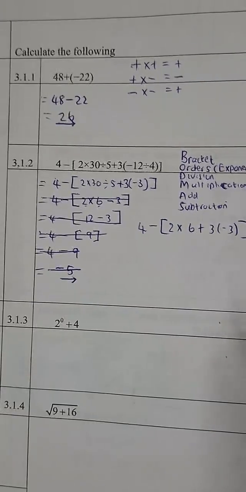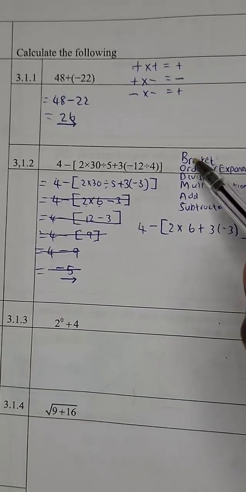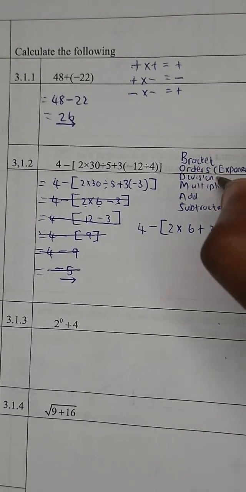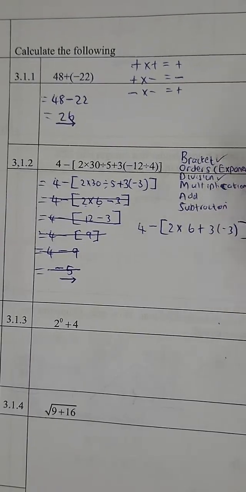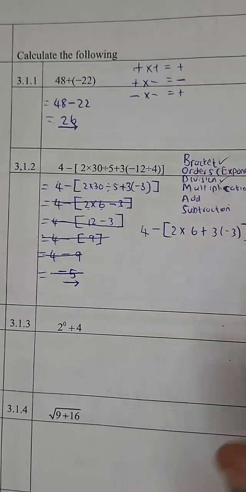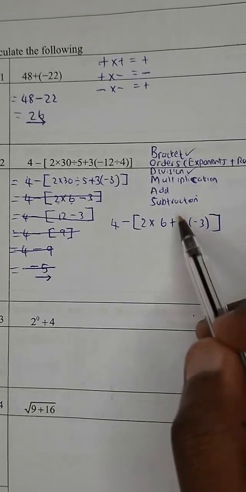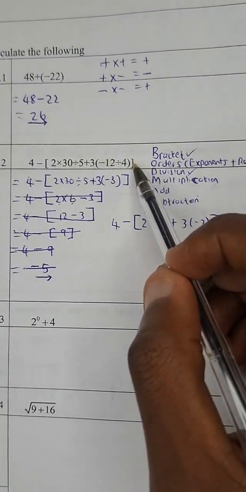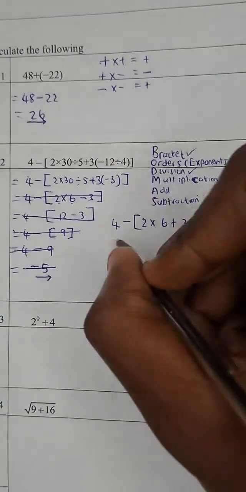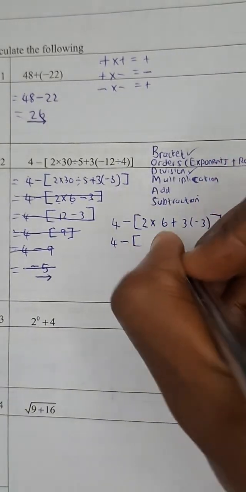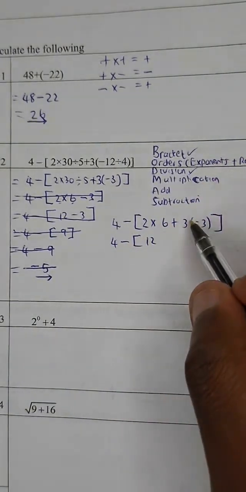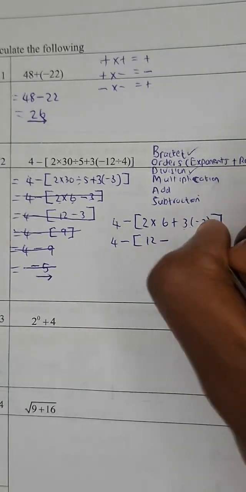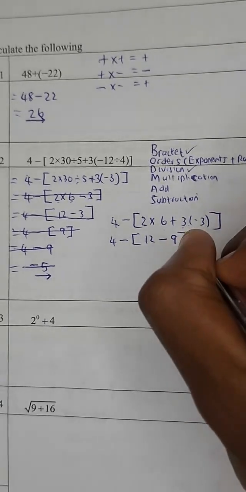All right, then because we are done with B, there was no O, exponents and roots. D we just took care of. So we've taken care of brackets, we've taken care of division. Now it's time to take care of multiplication. Remember that brackets in maths mean multiply in this situation because we resolved what was inside. So then we're going to do the multiplication. 4 minus, we keep, 2 times 6 is 12. Then the 3 times the -3. Positive times the negative is a negative. 3 times 3 is 9. Keep the bracket.